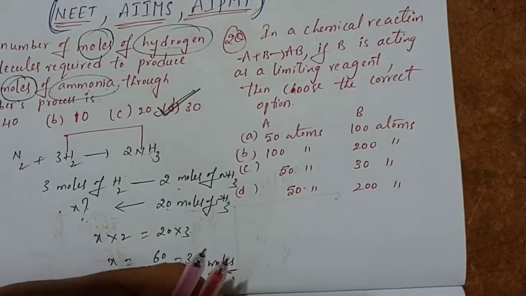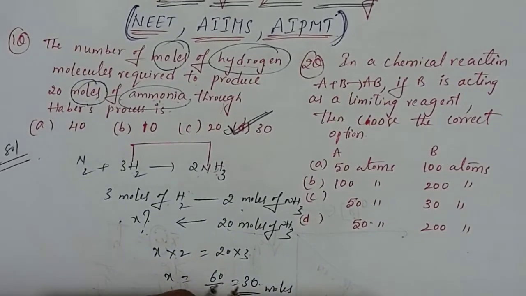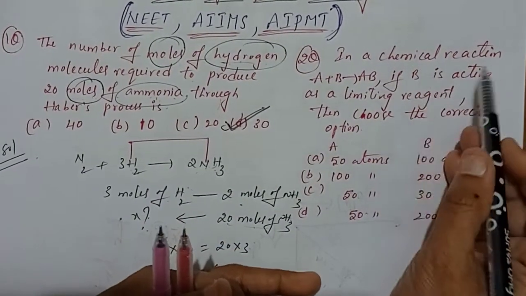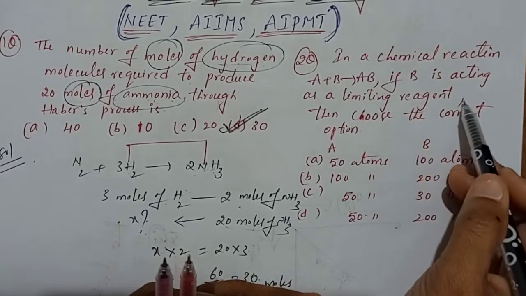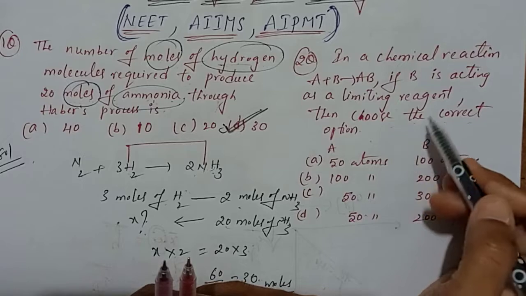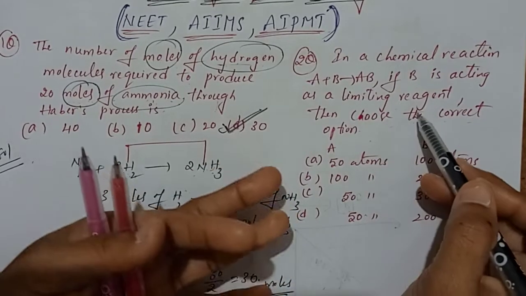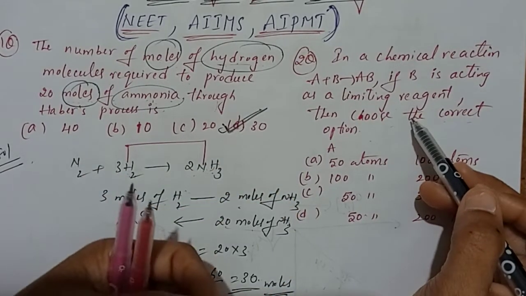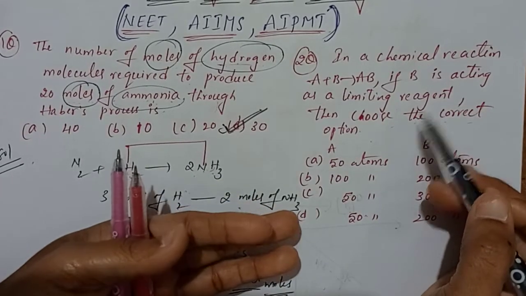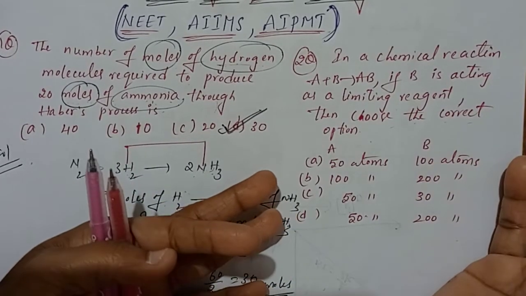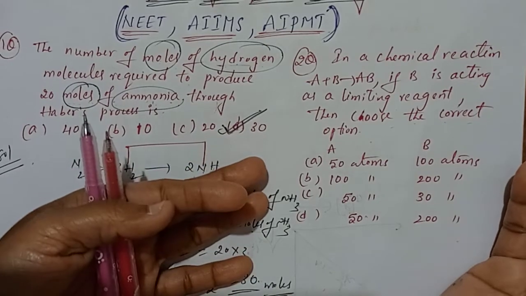Now I am going to discuss the second problem. See, students, this is the second question. In a chemical reaction, A plus B gives rise to AB. If B is acting as a limiting reagent, then choose the correct option. We know that the limiting reagent is the reactant which is completely consumed in the reaction, or if it is present in lesser quantity, we call it the limiting reagent, students.